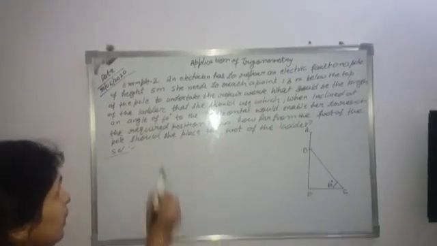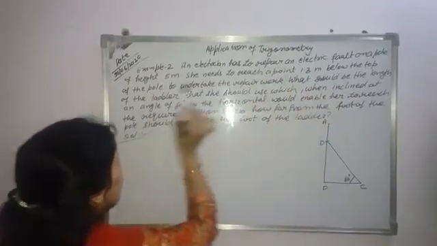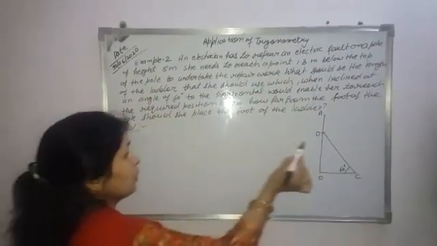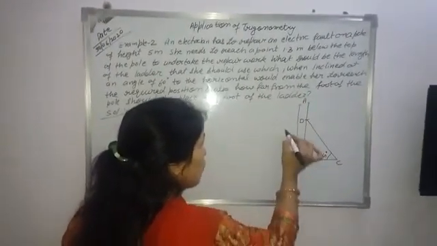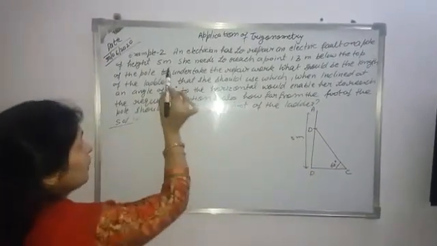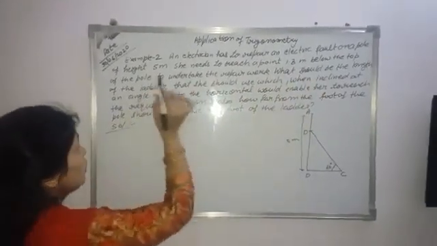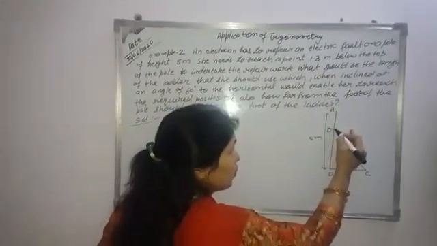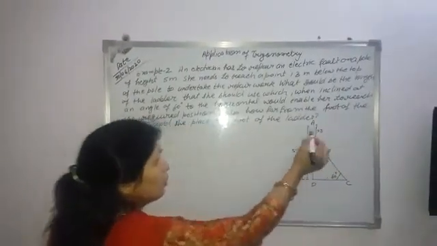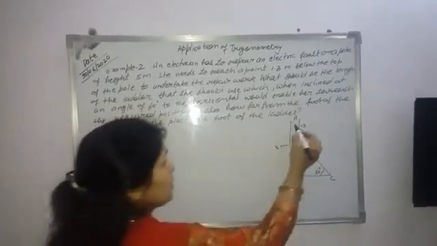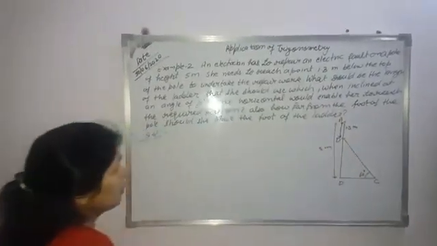Example second: an electrician has to repair an electric fault on a pole of height 5 meter. Now what is the total height? Height of this pole is 5 meter. Next, she needs to reach a point 1.3 below the top of the pole. She needs to reach this point D, 1.3 meter below the top of the pole. So it means this AD distance is 1.3 meter.